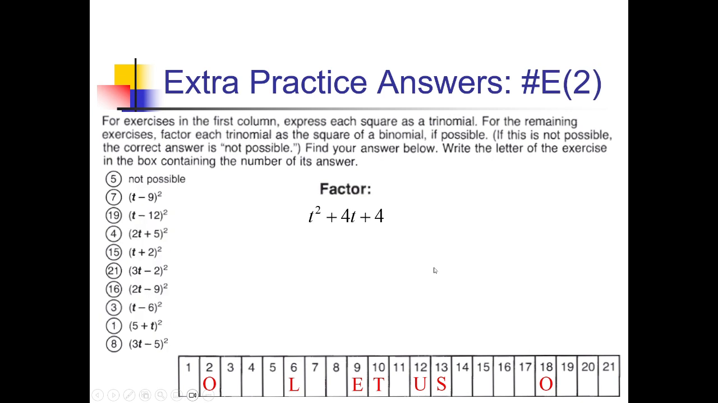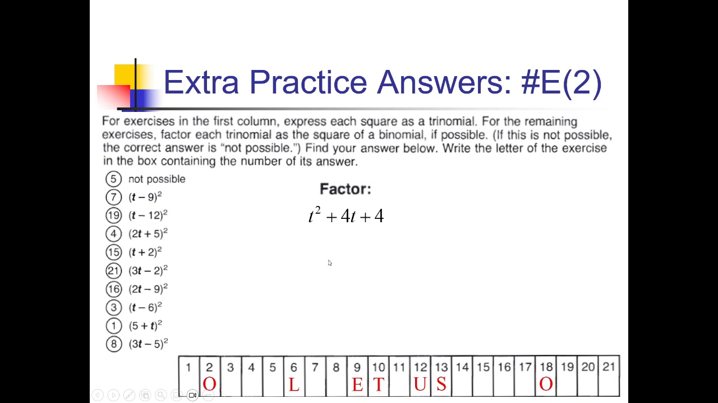We're moving on to the second problem E of this puzzle. And these problems now, everything that comes after this one, including this one, these are all factor problems. So we're getting something that's hopefully a perfect square trinomial, and then expressing it as one of these squared binomials over here on the left.